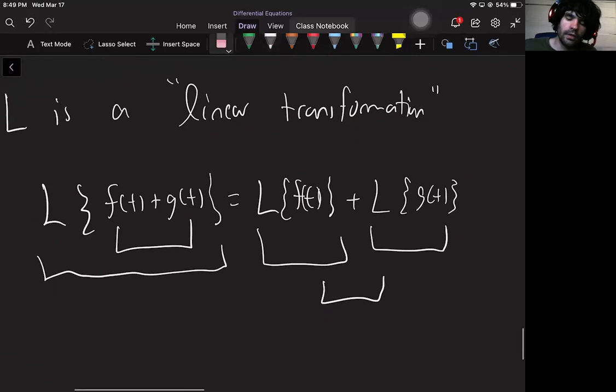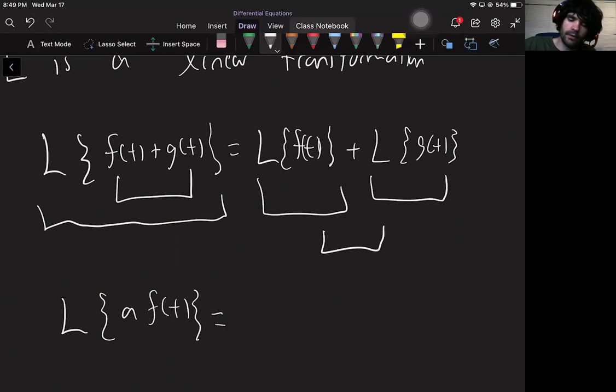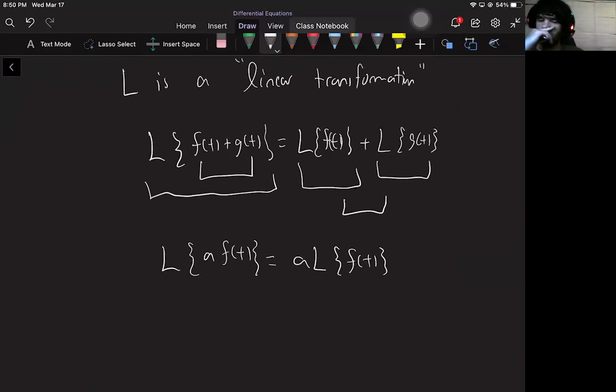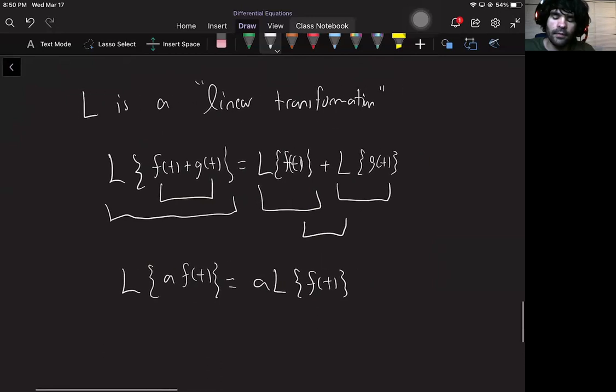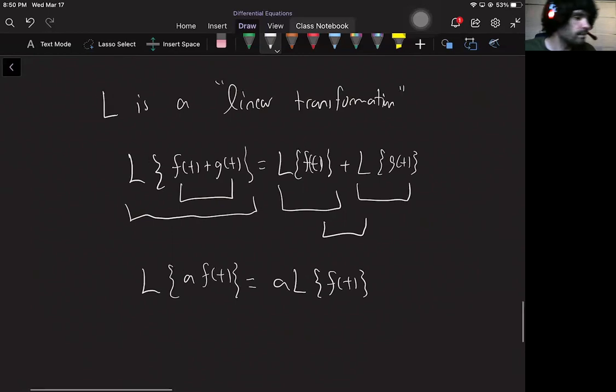One thing it means. The other is that constants can pop out. So if I have a number times a function, I can also pop that out of the Laplace transform, and that will save me some time, and this will save us lots of calculation time, because if I have a bunch of stuff added together, I can just do it by pieces. And if I have constants, I can just take them out. Okay.